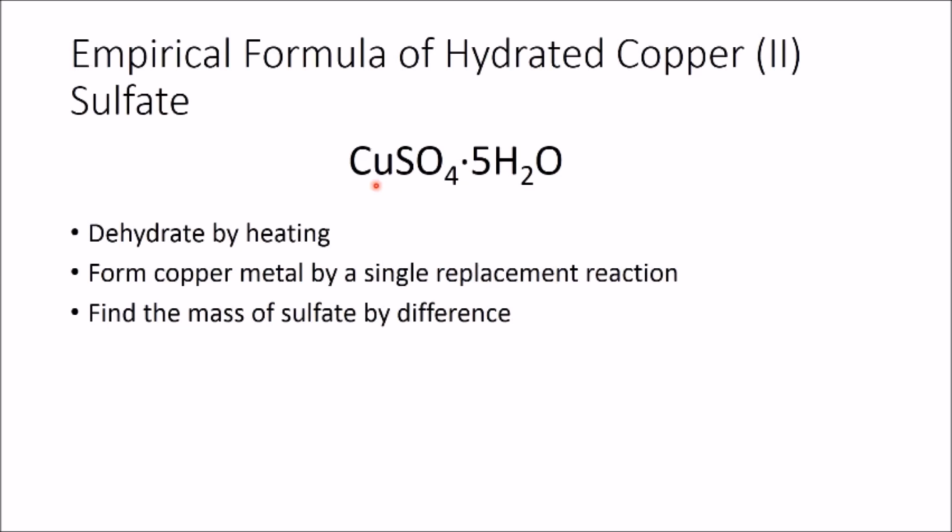In a single replacement reaction, copper metal will form. We will then isolate the copper metal and determine its mass. Once we know its mass, we can find the number of moles. When we know the mass of copper, we can find the mass of sulfate by difference. This poses a problem with this experiment, because if the mass of copper is off, so too will the mass of sulfate, which can cause a cascading error, which may lead to formulas that are far different than CuSO4.5H2O. In this way, you're going to test the accuracy of this experiment.